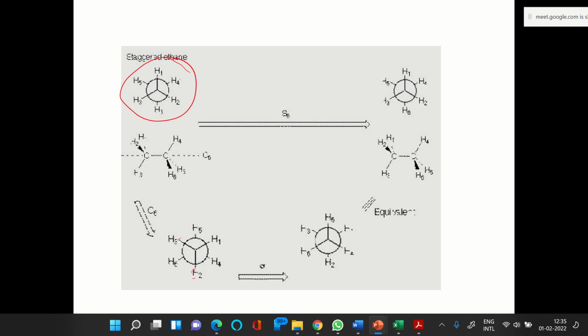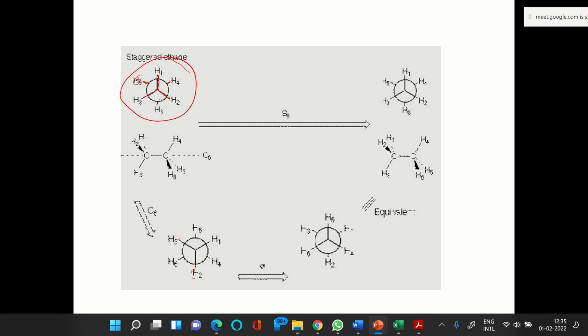The front carbon is now connected to three hydrogen atoms through bonds. So these are the three bonds for the front carbon, the carbon atom that is in front. Behind this we have another carbon, and three hydrogens are attached to it as well. So we are showing 3, 4 and 5. This 3, 4 and 5 is to show the carbon that is behind this screen.